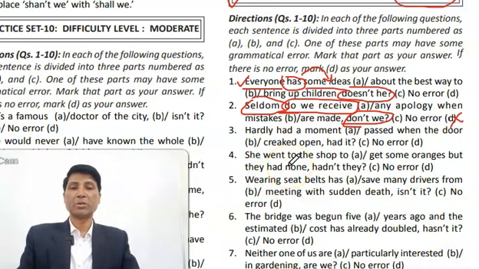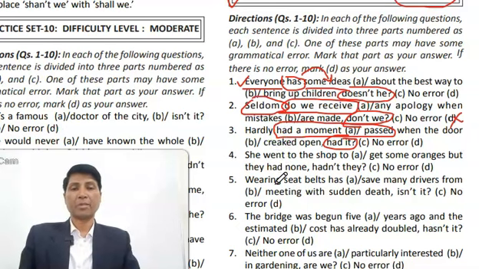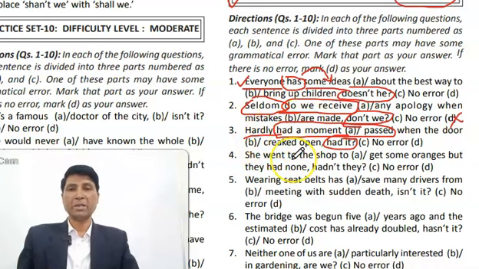Hardly had a moment passed when the door creaked open. Had it. So here the verb is in the past perfect tense. Hardly had a moment passed when the door creaked open. Had it. Now there is a negative word, hardly. And we know that if the main statement begins or contains a word with negative meaning, then the question tag should be positive. So here, had it is correct. So the statement does not have any problem, so there should be no error.